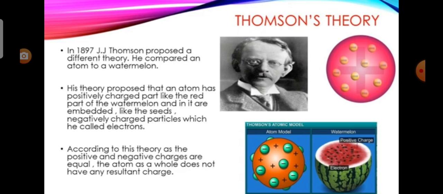any resultant charge. Thomson's greatest contribution was to prove by experimentation the existence of the negatively charged particles or electrons in an atom. For this discovery, he was awarded the Nobel Prize in 1906. Although this theory explained why an atom is neutral, it was an incomplete theory in other ways.